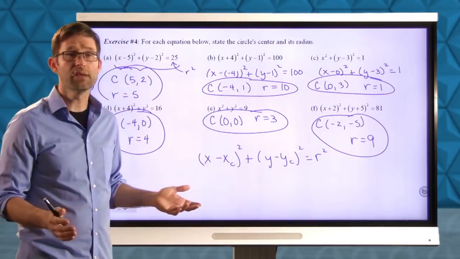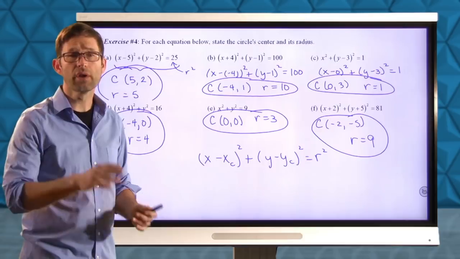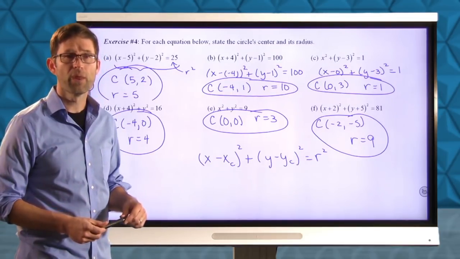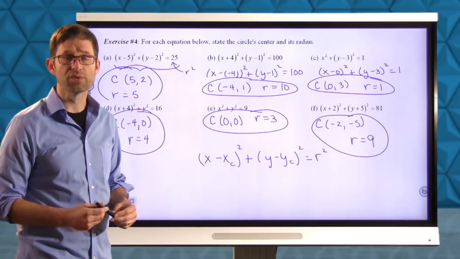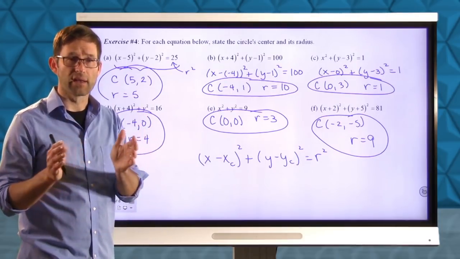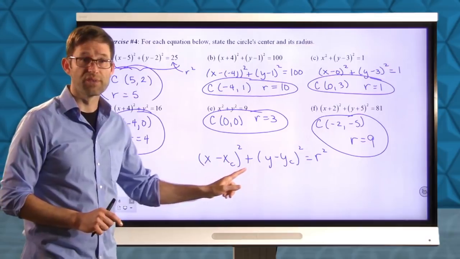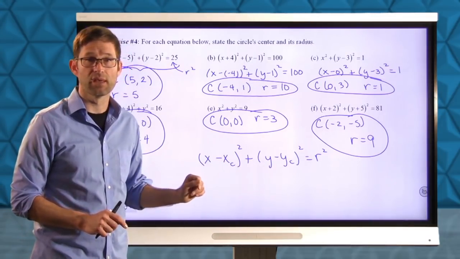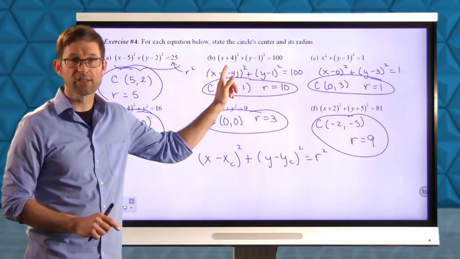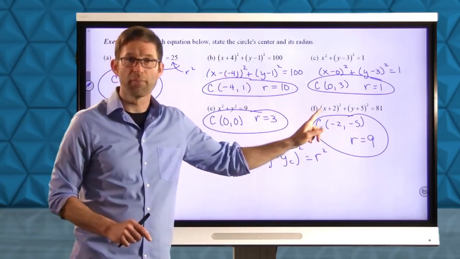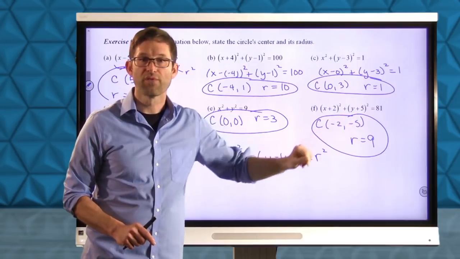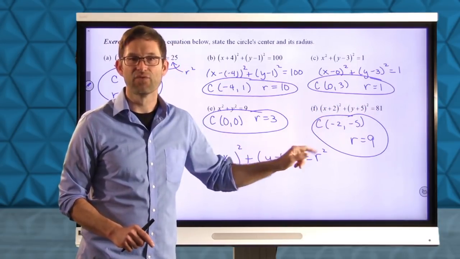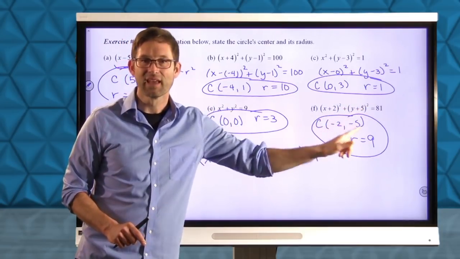All right, that's it. It's as easy as looking at the equation of a line and pulling off its y-intercept and its slope. All right? Probably the trickiest thing for many students is that because you're subtracting the coordinates of the center, x minus x sub c, y minus y sub c, when you have addition, like this x plus 4, better yet, even this last problem, (x plus 2) squared plus (y plus 5) squared equals 81, you have to think of it as x minus negative 2, y minus negative 5.